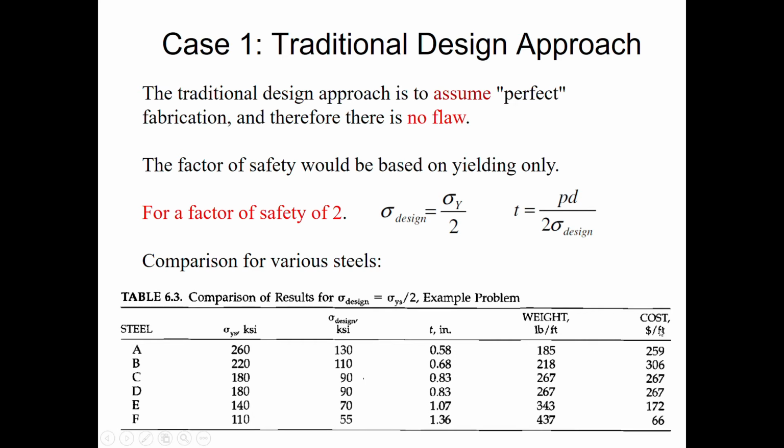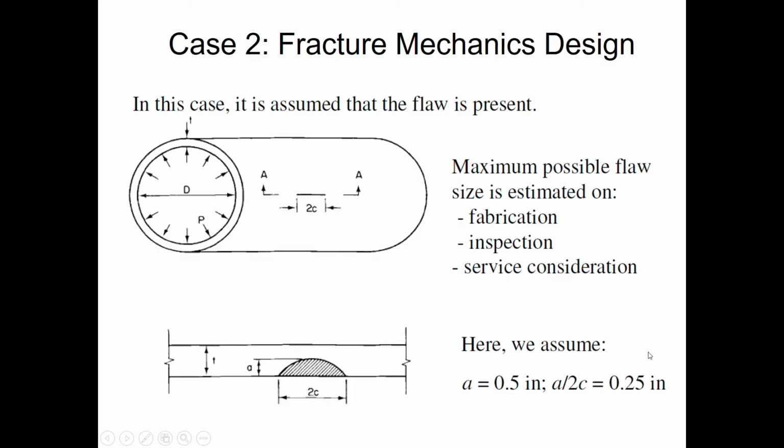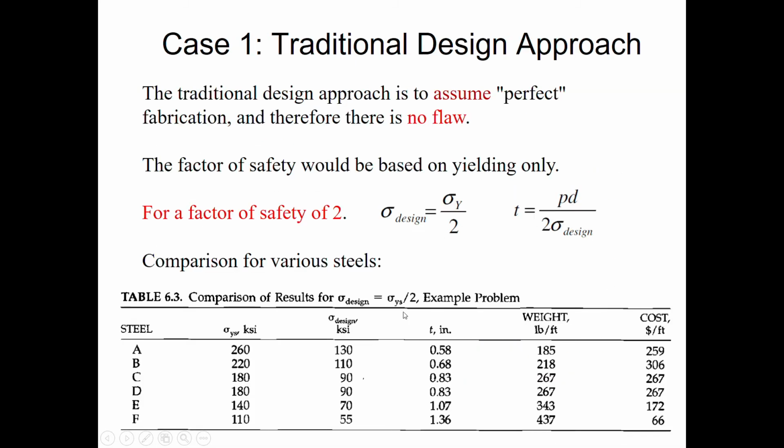So the cost will be $259. Alright, and then we just need to repeat for other steel, and then find what is the value. Okay, this is actually the end of the traditional design approach. So you just stop up to here. You know what is the weight, the thickness, what is the weight, and then what is the cost.